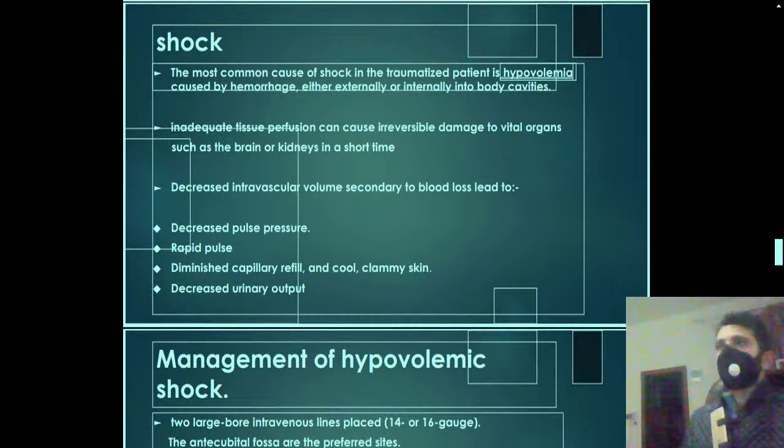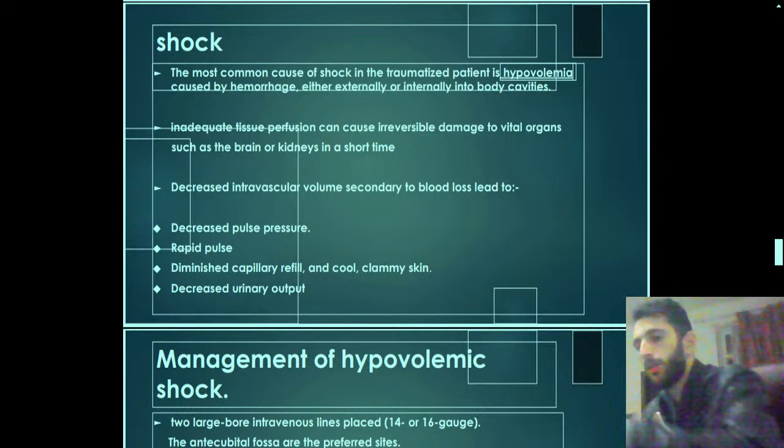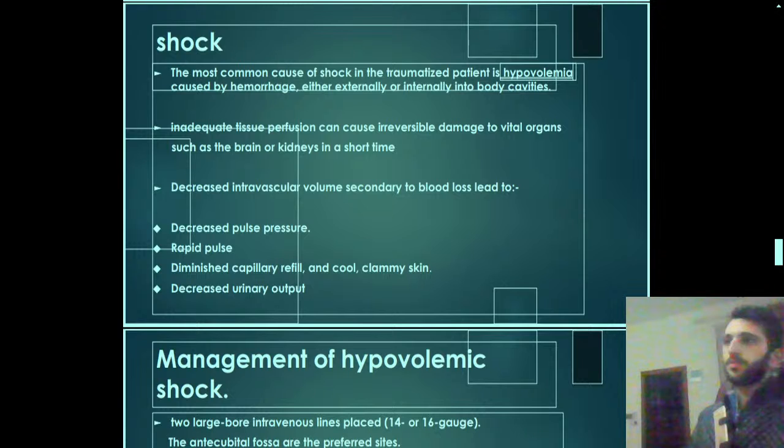When it comes to shock, the most common cause of shock in a traumatized patient is hypovolemia caused by hemorrhage. This shock causes organ damage, such as to the brain and kidneys, due to inadequate blood supply to vital organs. Decreased intravascular volume, secondary to blood loss, leads to decreased pulse pressure, rapid pulse, diminished capillary refilling, cool, clammy skin, and decreased urinary output.